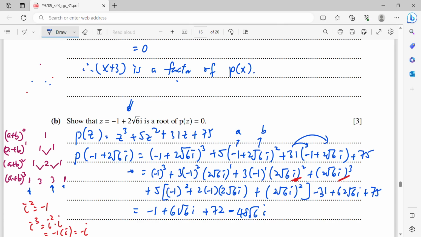Okay, then here, just do expansion. Minus 1 squared is 1. 1 times 5 is 5. 2 times minus 1 times 2 root 6i will be negative 4 root 6i. Multiply by 5, it will be negative 20 root 6i. Then again, i squared is minus 1, so I will write minus. Square of 2 root 6 is going to be 120. Okay, rewrite the other three terms.